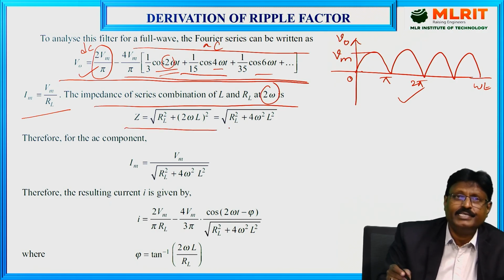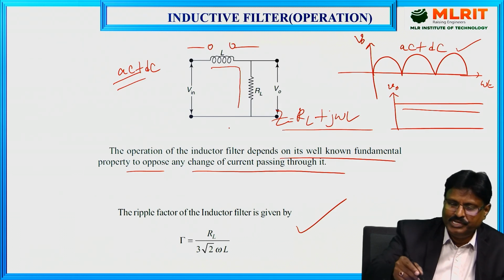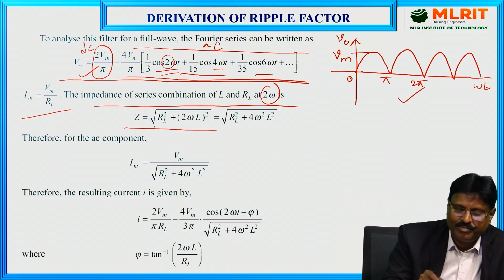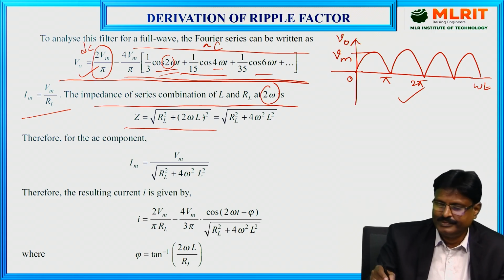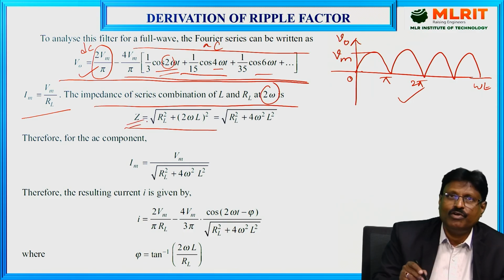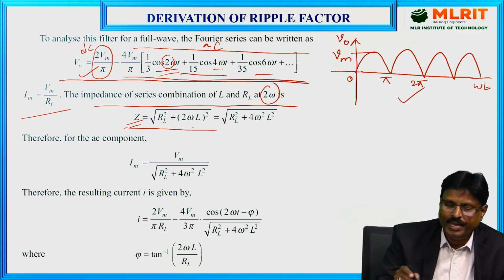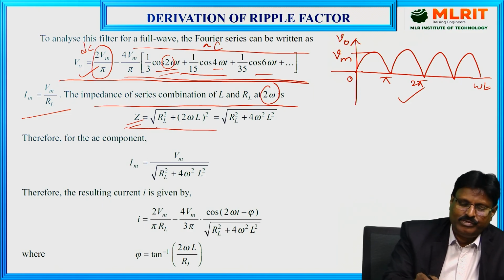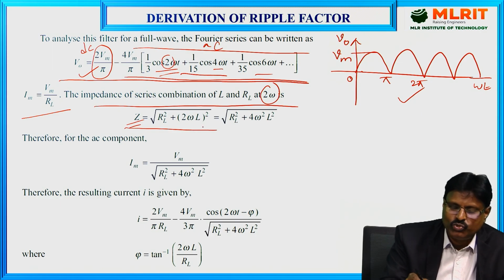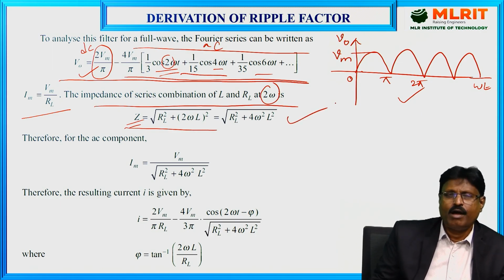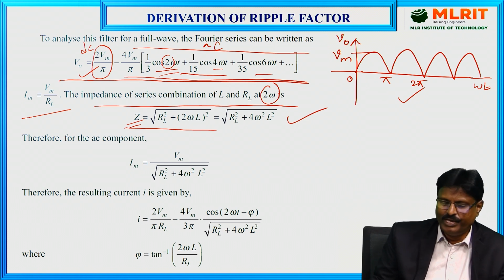The impedance of the combination of both L and RL can be written in magnitude as root over RL square plus 2 omega L whole square. Generally the impedance is RL plus J 2 omega L. So if you write its magnitude, root over RL square plus 2 omega L whole square. So this can be written as root over RL square plus 4 omega square L square.